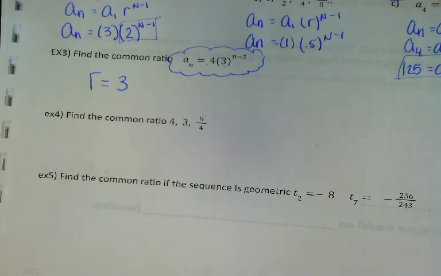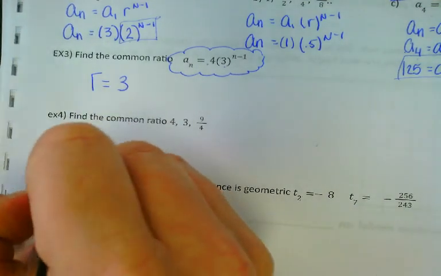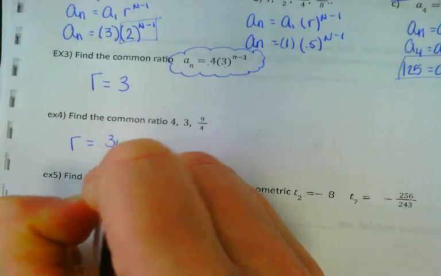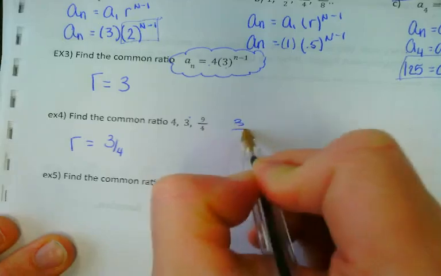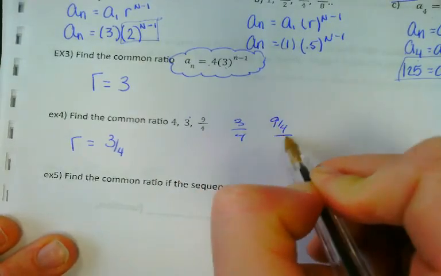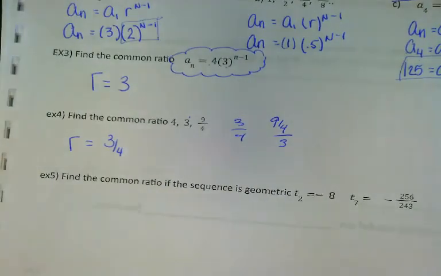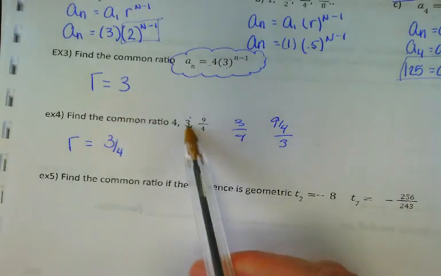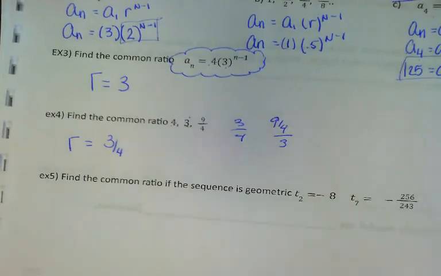Okay, now common means it should be the same throughout the whole problem, right? What are we getting for that ratio? 3/4. How are we getting it? Well, 3 divided by 4, and then 9/4 divided by 3. They should all give us 3/4. A 2 divided by a 1, a 3 divided by a 2.